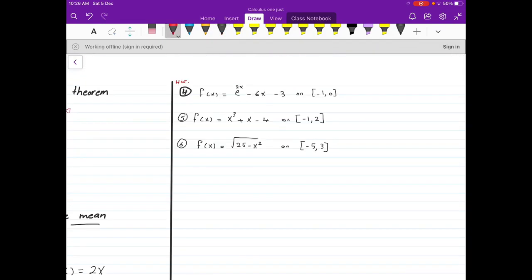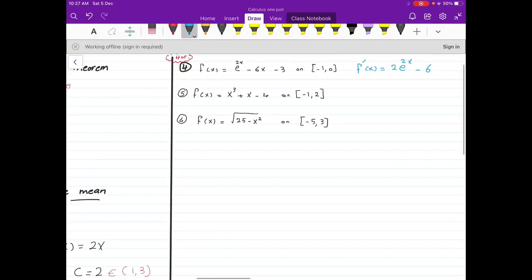حاول homework to practice أكتر على نفس الفكرة المين value theorem. f x = e to the power 2x minus 6x minus 3 on the interval minus 1 0. This function continuous, differentiable on the open interval. What is f prime x? f prime x = 2e to the power 2x minus 6. Continue. f prime c = f0 minus f of minus 1 over minus 1 minus 0. And the same للبولينوميال x تكعيب plus x minus 4. And number 6, f x = the square root of 25 minus x squared on the interval minus 5 3.